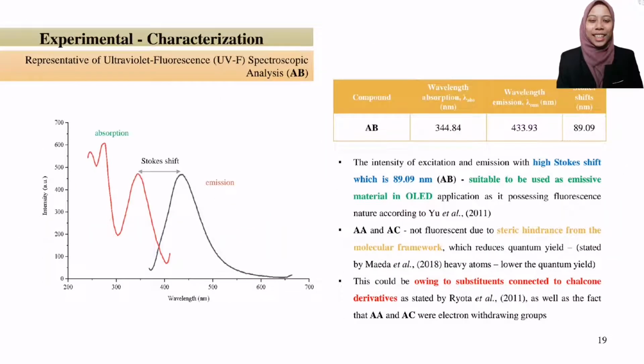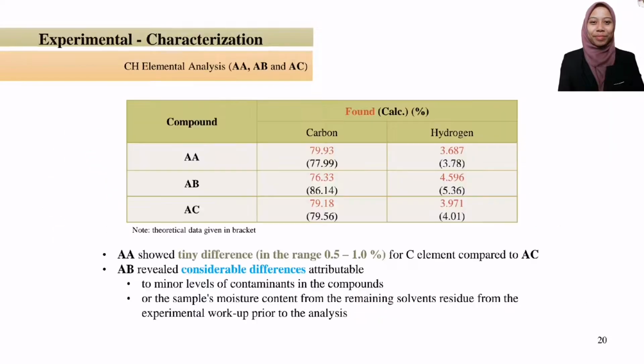For UV fluorescence, the intensity of excitation and emission with a high Stokes shift showed that AB is suitable to be used as an emissive material in OLED. However, in this study, AA and AC are not fluorescent due to steric hindrance from the molecular framework, which reduces quantum yield. That could be owing to the substituent connected to the chalcone derivative.